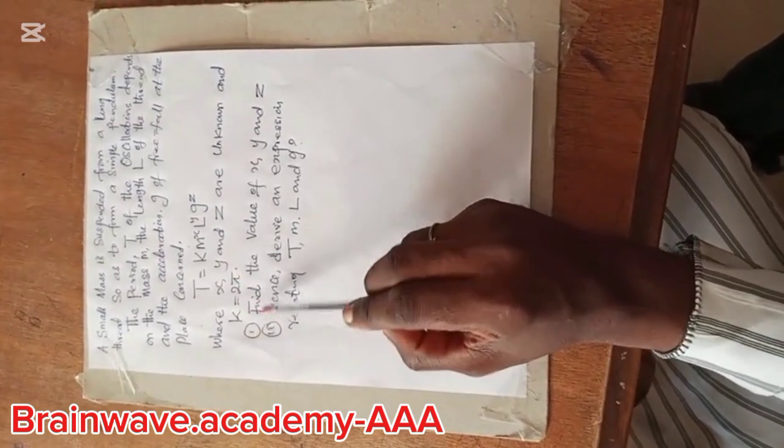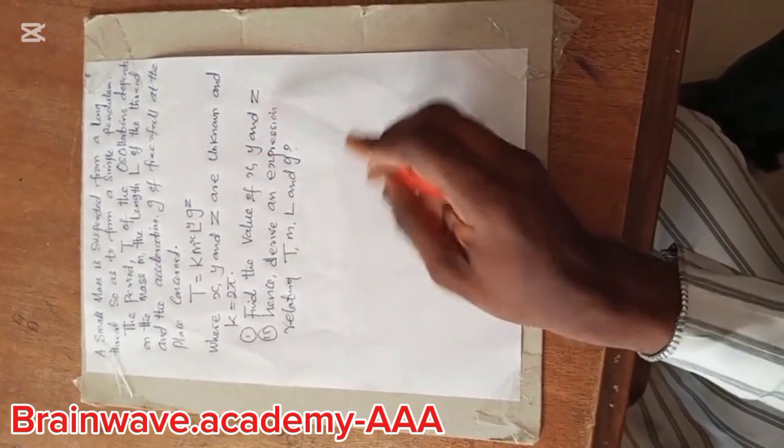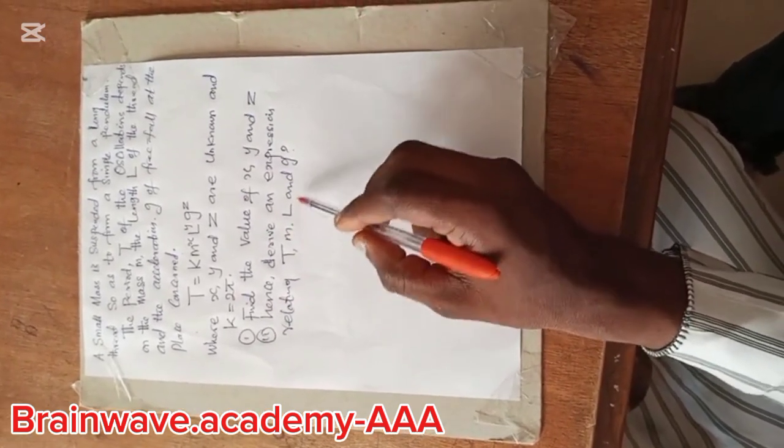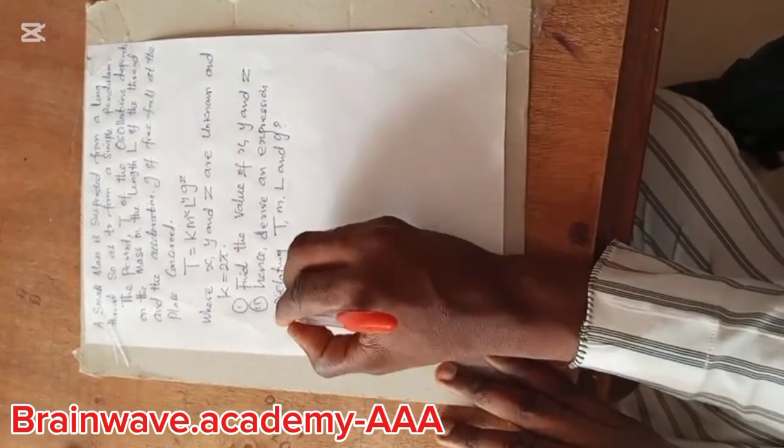The first question is find the value of s, y, and z. Hence, the second question is derive an expression relating T, m, l, and g. Let's get started.